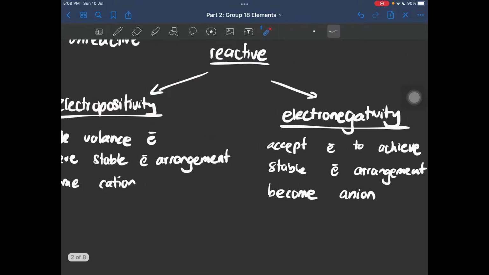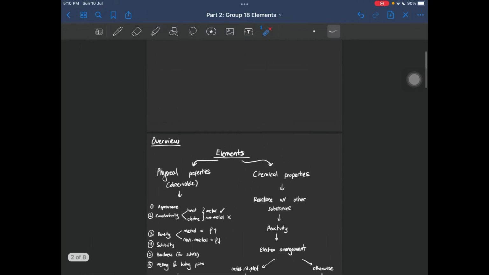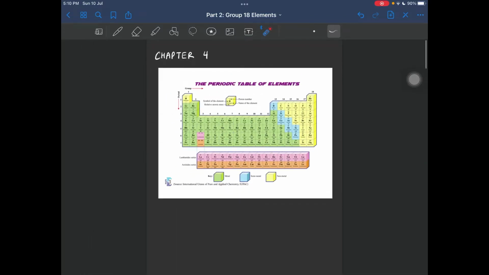For electronegativity, it is the tendency of an atom to accept electrons to achieve stable electron arrangement and become an anion. Anion refers to a negatively charged ion. This explains the word electronegativity, right? Negativity referring to negative ion, electro referring to accepting electrons. So that was a short overview of what we have learned in the last video.